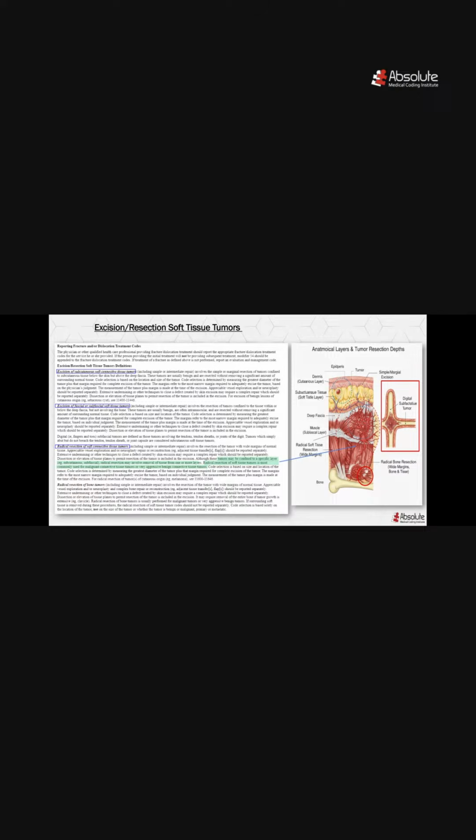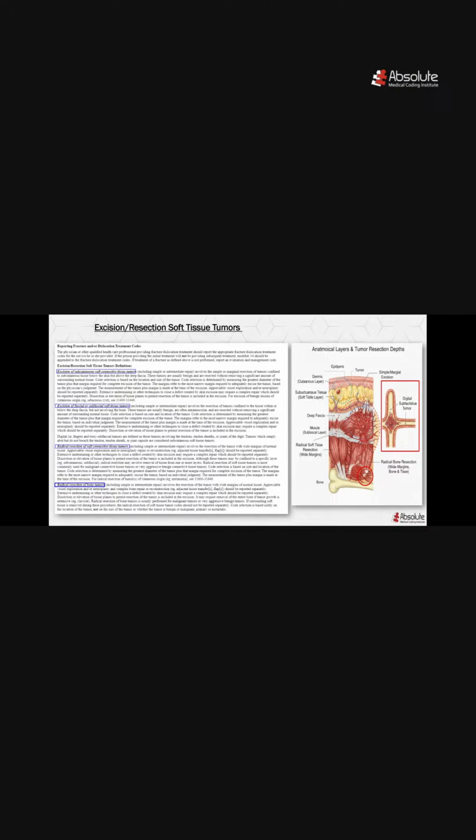And finally, let's move on to the last category: radical resection of bone tumors. In these cases, the tumor growth may be so extensive that it requires removal of the entire bone, such as a clavicle, for example. And here also, the radical resection of the bone tumor is typically performed for malignant tumors or very aggressive benign tumors. So remember, coders, the deeper and more aggressive the tumor, the more extensive the resection required.